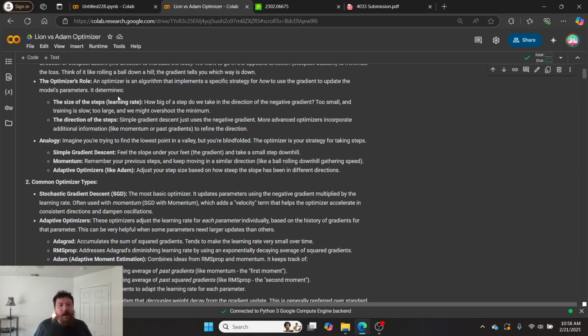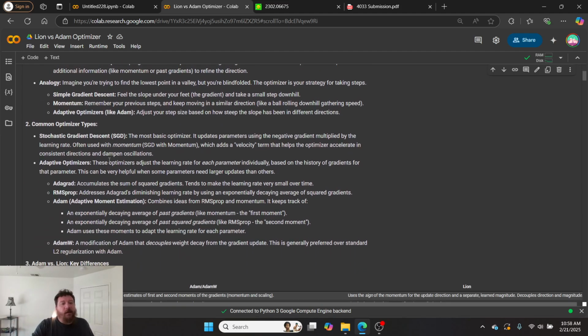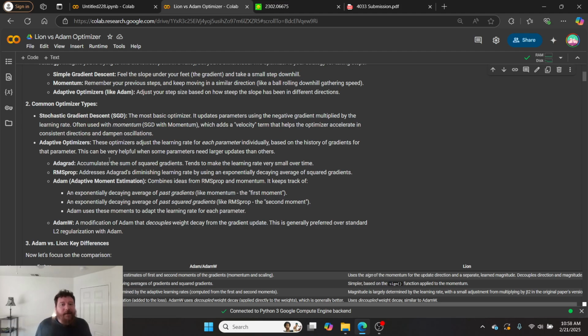And then you have adaptive optimizers, which is where Adam comes in, which is adjusting your step based on how steep the slope has been in different directions. So Adam is great in this instance, and what it allows for is a more adaptive approach to this, right? It can move and adjust itself on the fly.